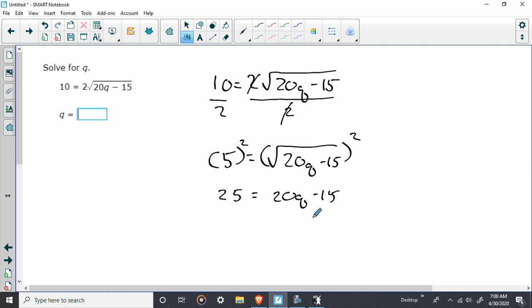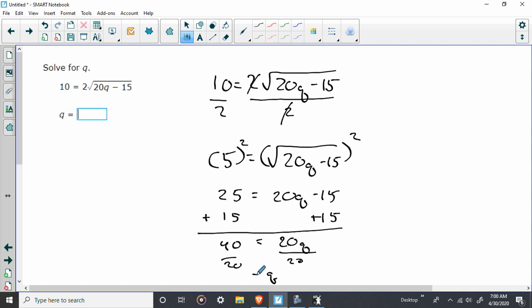And again, now you can go ahead. You can add 15 to both sides. 20q is equal to 40, and we'll find out that q is 2.